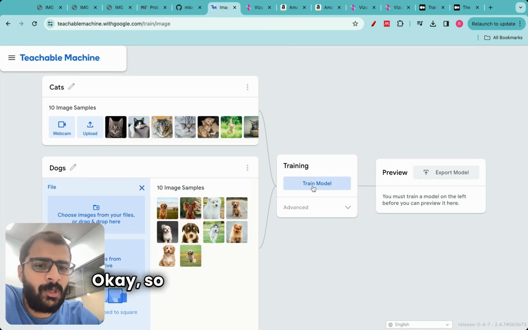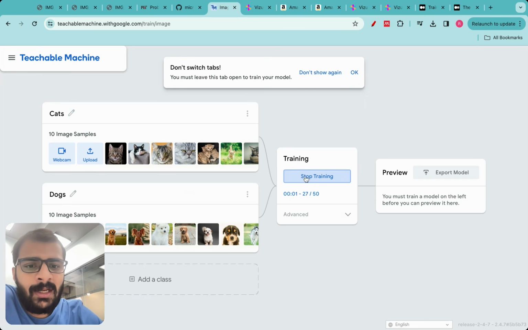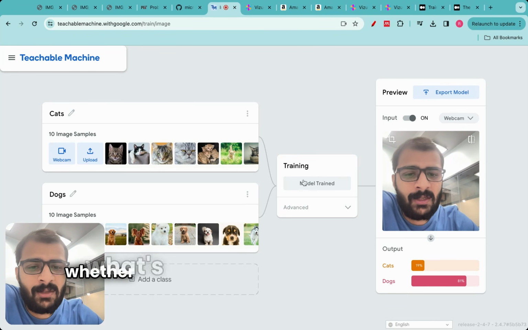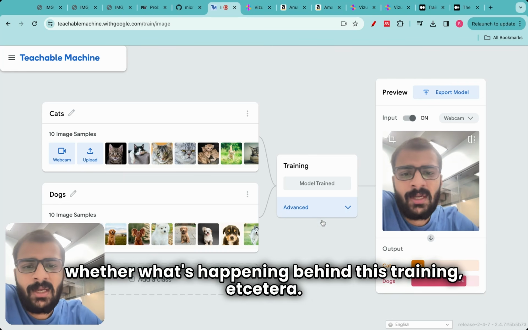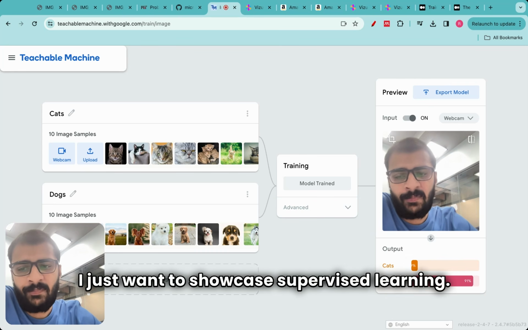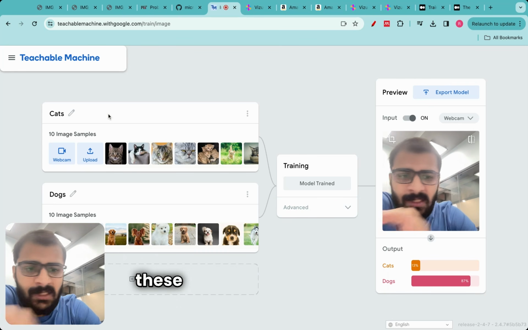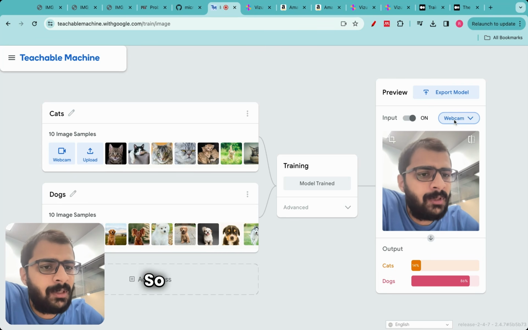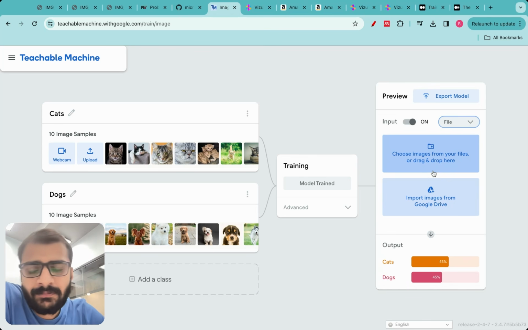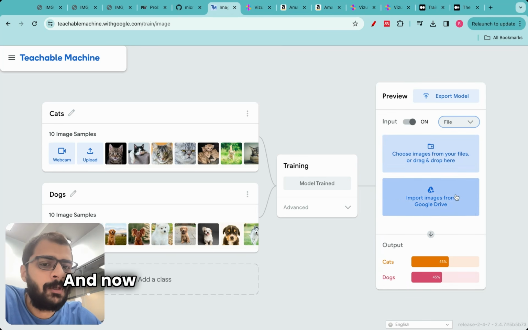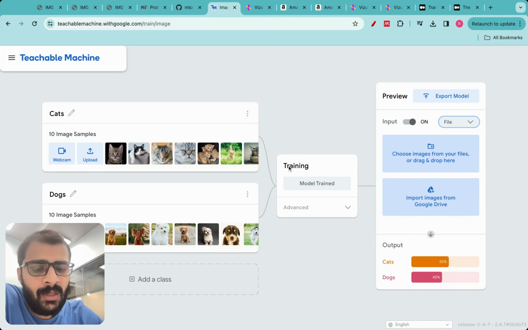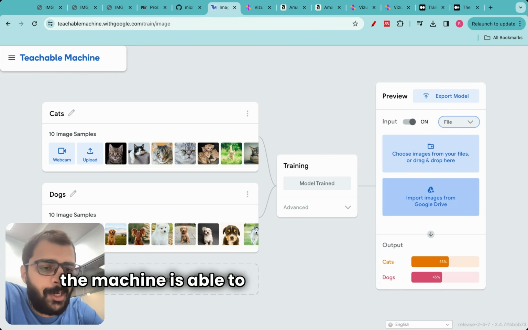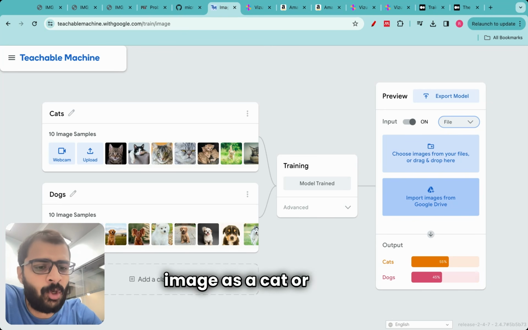Okay, so let me first train the model here. Currently, I'm not too concerned about what's happening behind this training. I just want to showcase supervised learning. So I have told the computer these are cats, these are dogs. Now let's check on new data. The input I'll attach as a file, and now the machine learning model is trained. Now let me check whether the machine is able to correctly classify any new image as a cat or a dog.